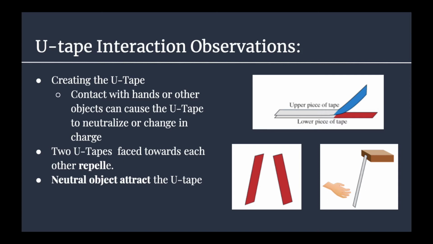One of the experiments looked at the interactions between two charged U-tapes, and I found that if you have two U-tapes facing towards each other, they would repel, which in turn indicated they both had like charges. On the other hand, when neutral objects such as my hand, a book, and a cup were held near it, the U-tape moved towards the object. That demonstrated the physics law that a charge will have an attraction with neutral objects.